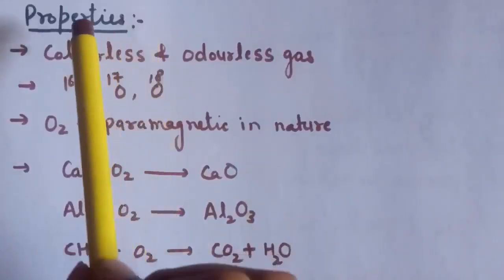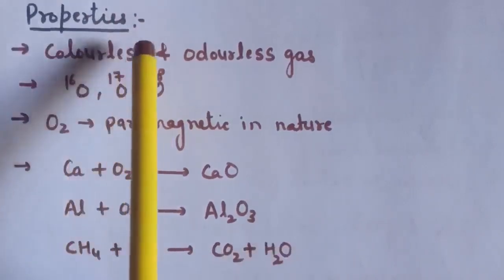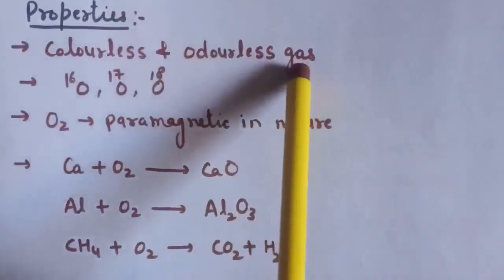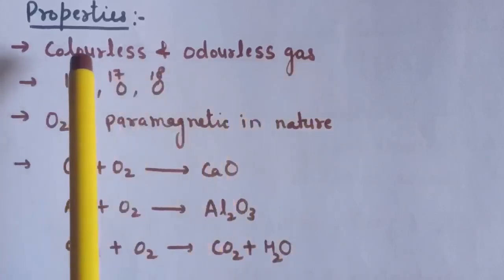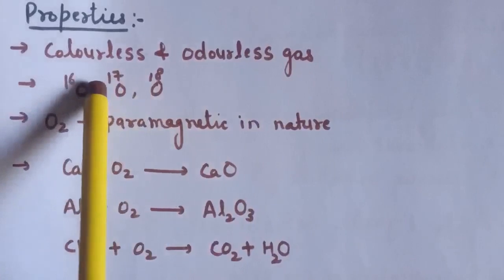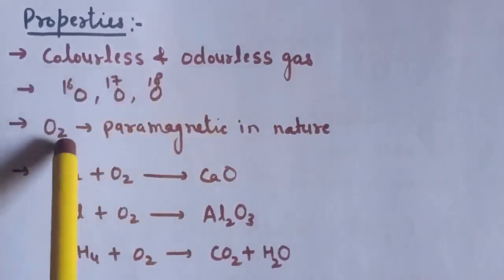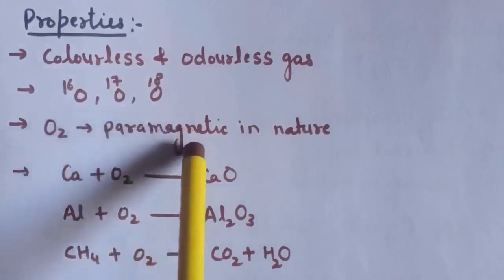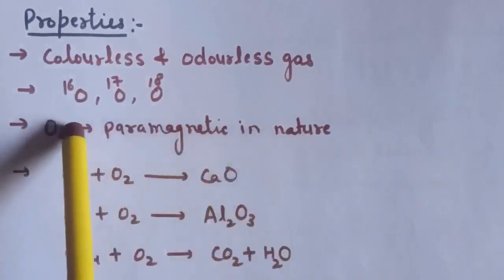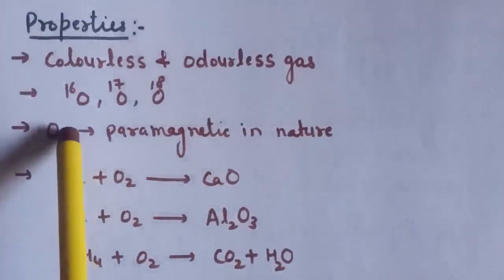So next are the properties of dioxygen. The first property is that it is a colorless and odorless gas. Next, oxygen has three stable isotopes, O16, O17 and O18, and molecular dioxygen is paramagnetic in nature. This we can understand by drawing the molecular orbital diagram for O2.